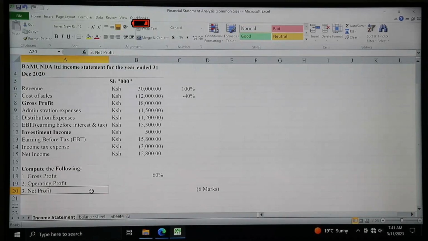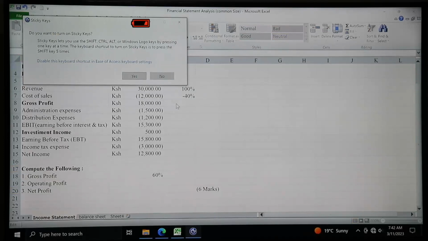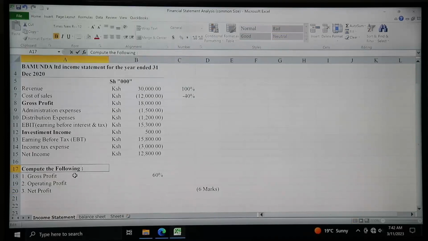Oh, we should add the margins to the equation. Compute the following margins. Okay, no problem. You can add that there. But this is a percentage, remember, so it should be gross profit percentage.